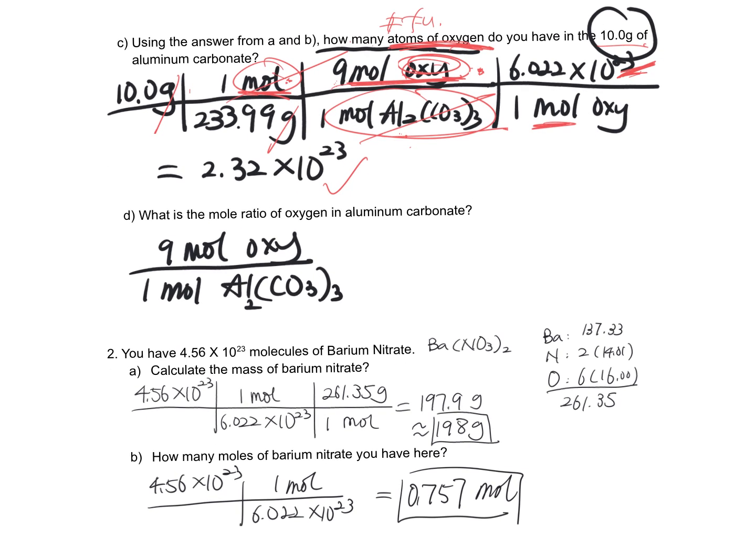Then, what is the mole ratio of oxygen in aluminum carbonate? We see in aluminum carbonate, there are 3 carbonates. That means you have 3 carbon and 3 times 3 oxygen. So this is 9 oxygen.